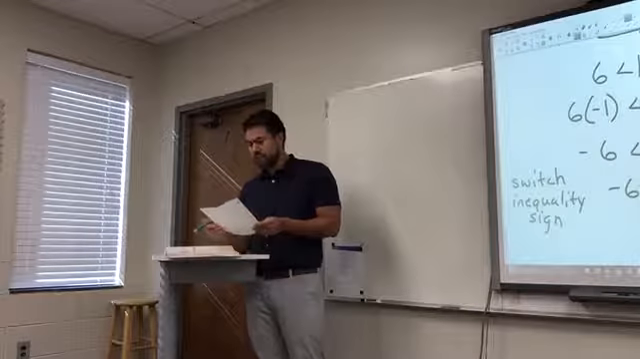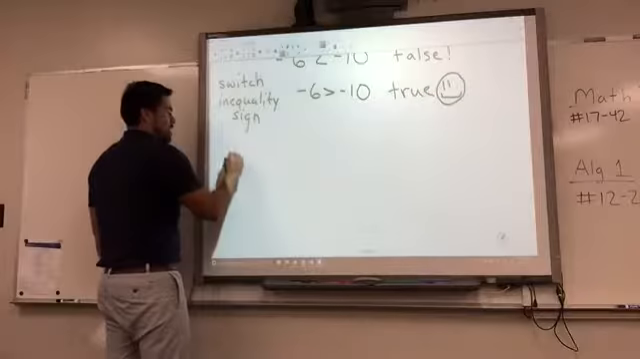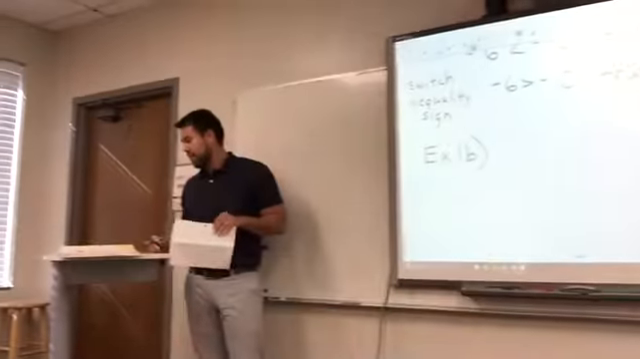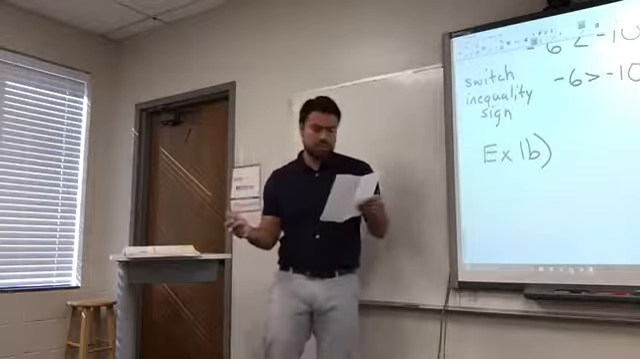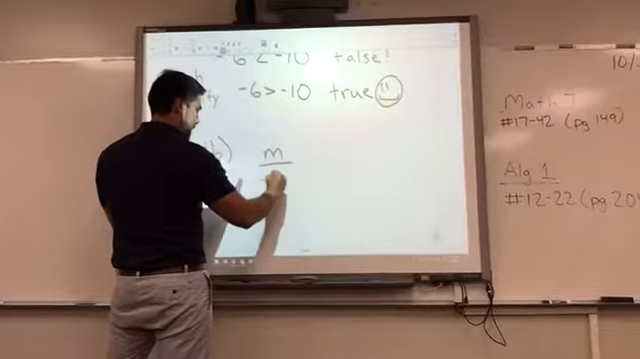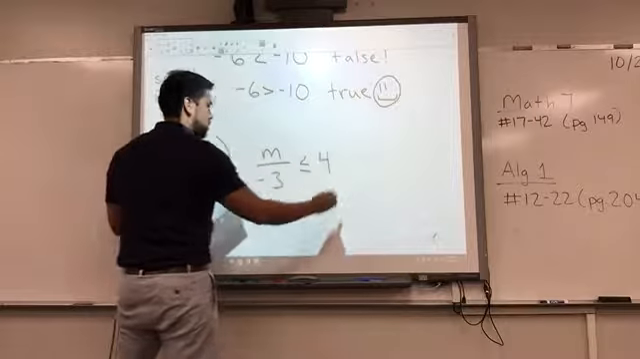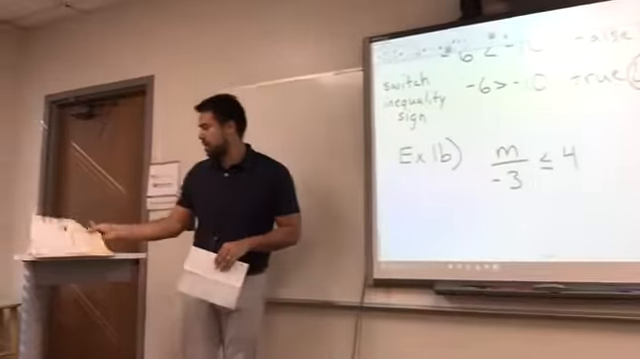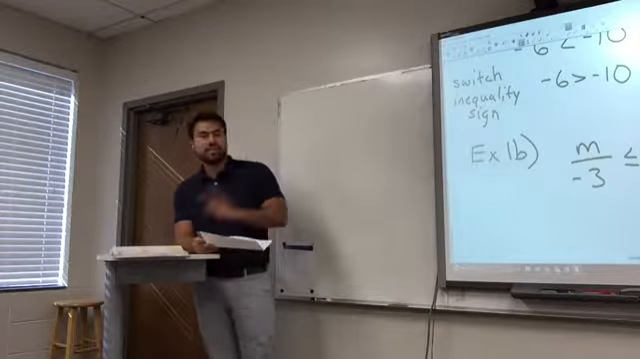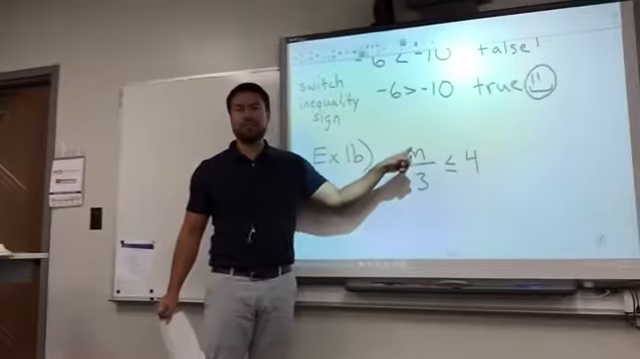Let's go to example 1b. We're still on example 1. Example 1b. Okay, example 1b here. They gave you a problem. Looks really similar to the one we did. M divided by -3 is less than or equal to 4. Okay, so this is back on page 154. I guess it's 153. Okay, you guys see the problem there? All right, look for the variable. It's right there. What's happening to the variable right now?